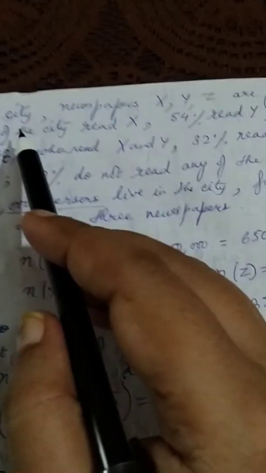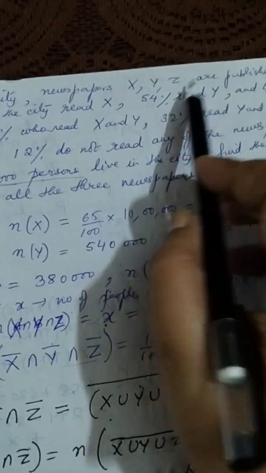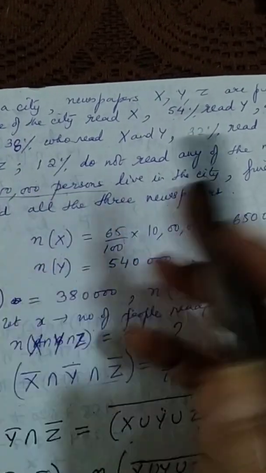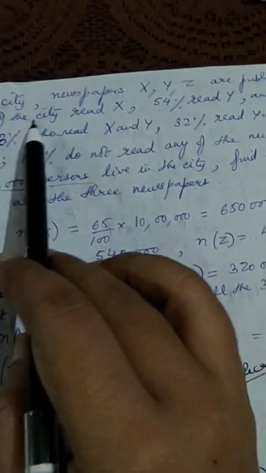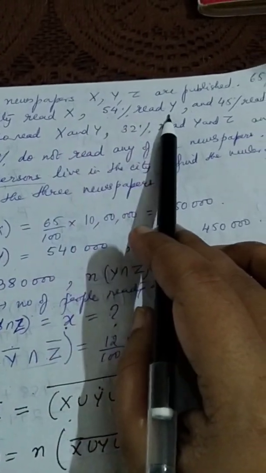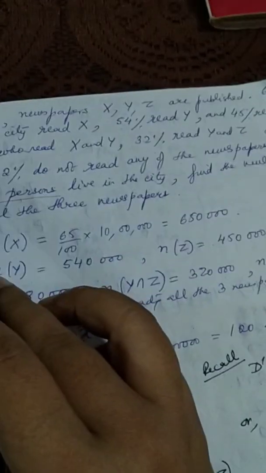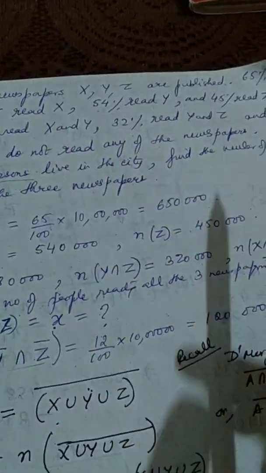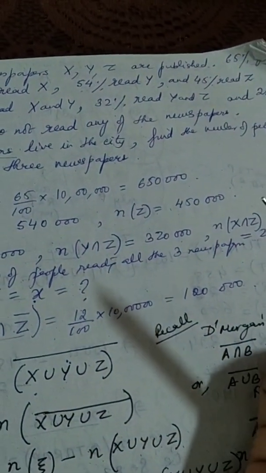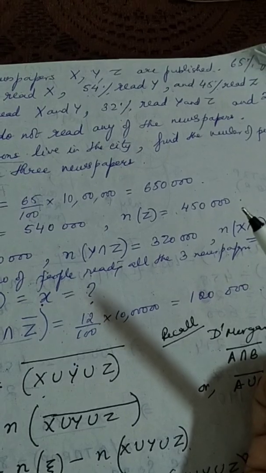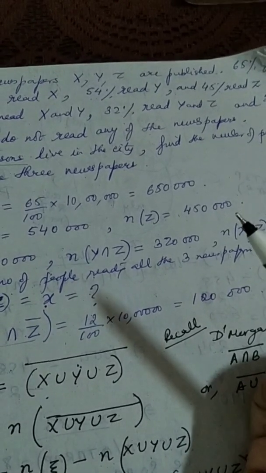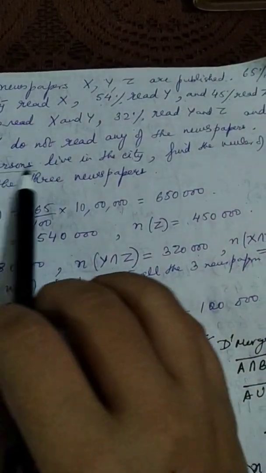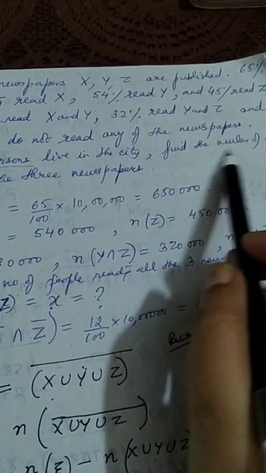So I'm reading it out once more. In a city, there are 3 newspapers X, Y, Z being published. 65% of the people, now total people is given. So 65% of the total means how many people will get it. So 65% of the people read X, 54% read Y, 45% read Z, 38% read X and Y, 32% read Y and Z, 28% read X and Z. Okay, and therefore 12% do not read any of the newspapers. So that means the rest of the people are reading the newspapers. Okay, so if 10 lakh people live in the city, find the number of people who read all the 3 newspapers.